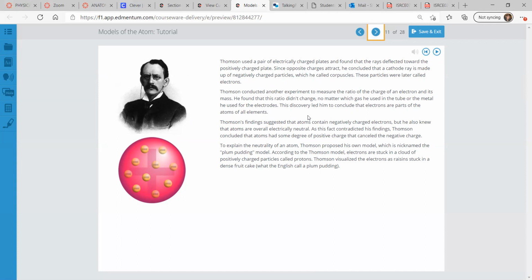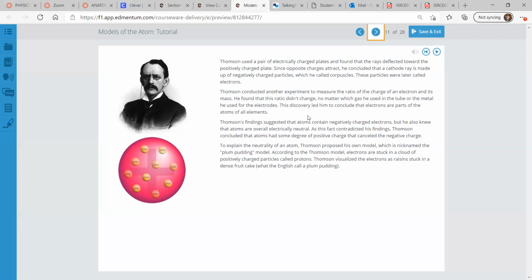Thomson conducted another experiment to measure the ratio of the charge of an electron and its mass. He found that the ratio didn't change no matter which gas he used in the tube or the metal he used for the electrodes. So he discovered that this was a consistent phenomenon. And this discovery led him to conclude that electrons are parts of the atoms of all elements.